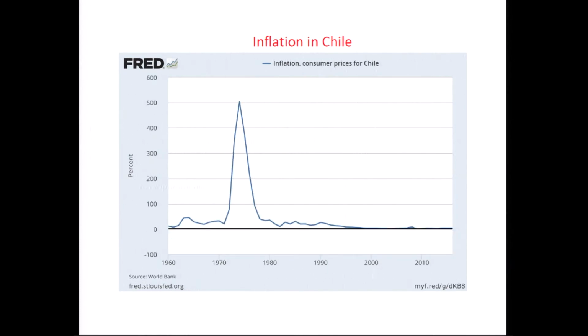This is the picture for Chile. I thought I'd go back to 1960 for Chile because they had an inflation rate of 500%. But unfortunately, the chart makes invisible all the movements that occurred since then. So this is a chart since that peak there occurs, goes up to 500%.